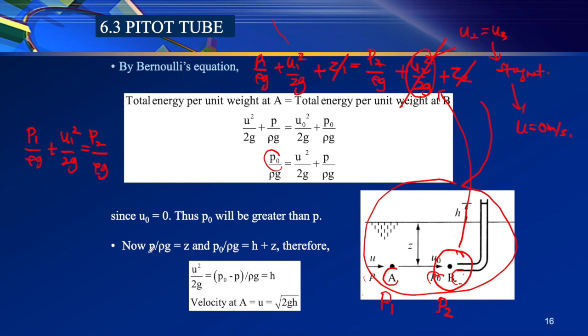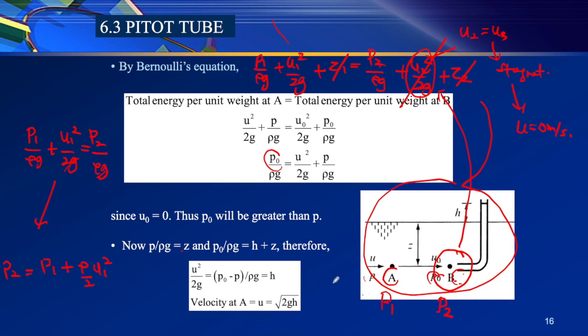P over rho g equal to z, and P naught over rho g is H plus Z. So from here, we know that P2 is equal to, multiplying everything by rho g, P1 plus rho over 2 U1 square.